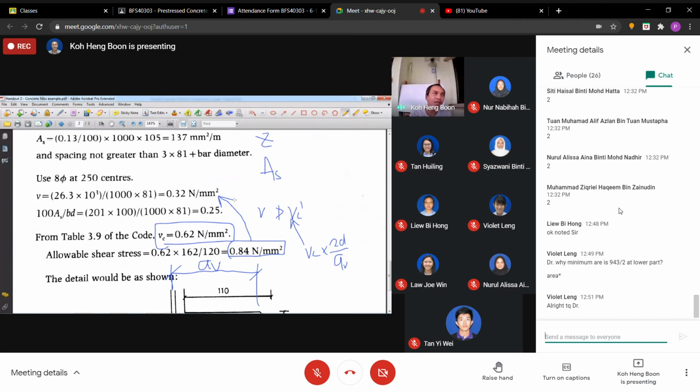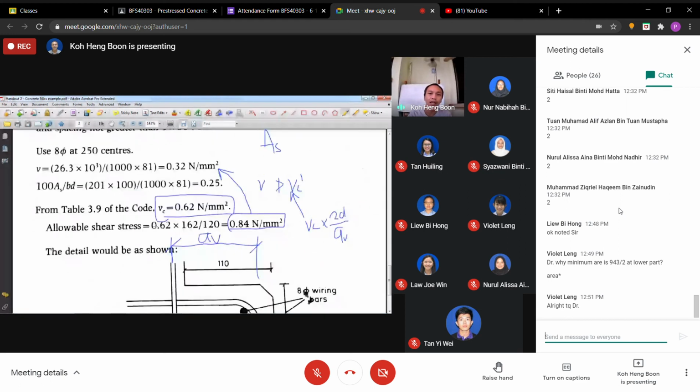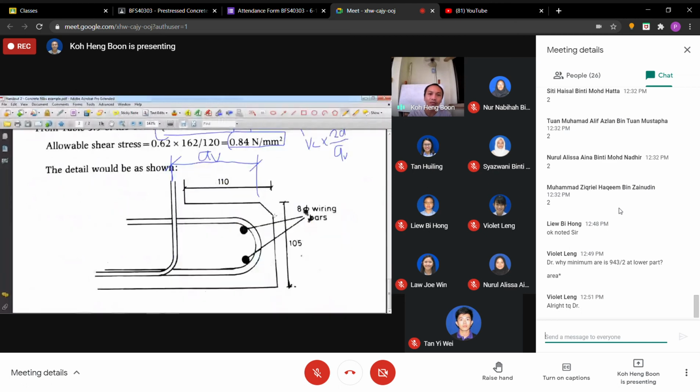If you're using Eurocode, there is also an equation to check the shear without shear reinforcement. But the concept is the same. You can multiply with 2D over AV. So at the end, this is the detailing. Chamfer is 15, and we are going to have a U shape here. So every this one, how far?